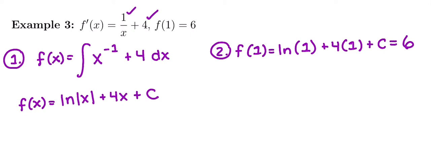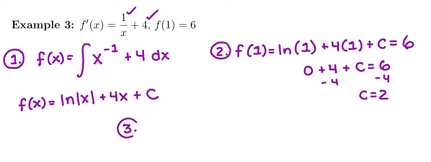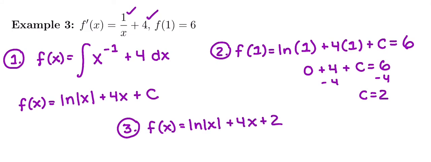Well, ln of 1, you might need to use your calculator, is 0. So we get 0 plus 4 times 1 is 4 plus c equals 6. So then I'm just going to subtract 4 to get c by itself. C must be 2. So my third and final step, not really a step, but we want to remember to write our final answer. The original function must have been the natural log of x plus 4x plus 2.